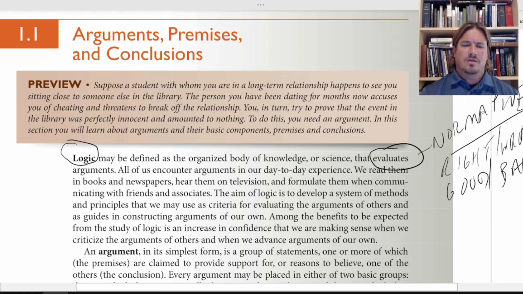Logic functions to look at arguments and say of those arguments, that's a good argument, that's a bad argument. That's a valid argument, that's an invalid argument. That's a strong induction, that's a weak induction. That's good evidence, that's not good evidence, right? So logic is an organized body of knowledge that evaluates, that says whether an argument is good or bad. Okay, so you just want to keep that in mind. It's a really important concept.